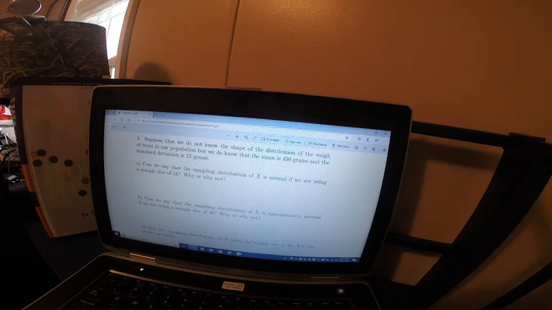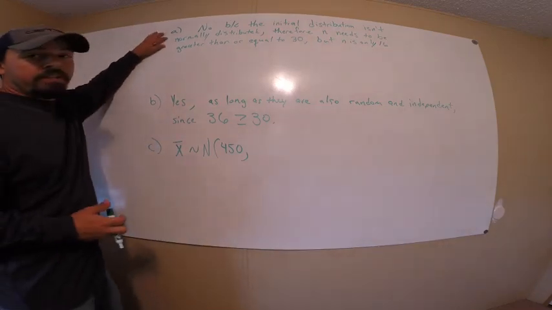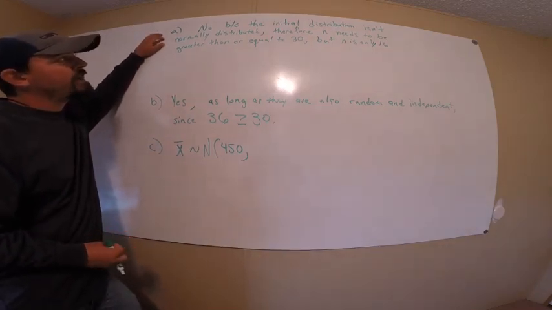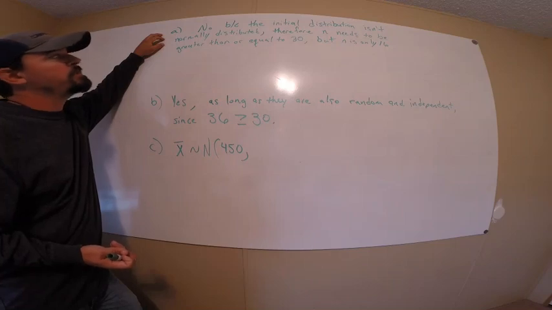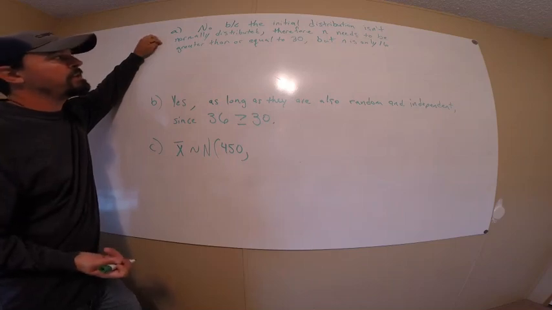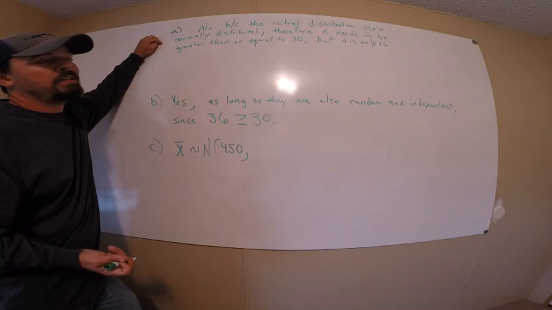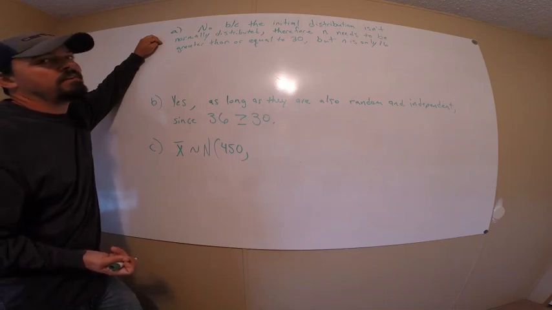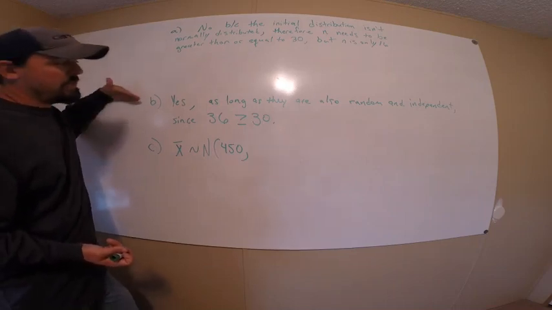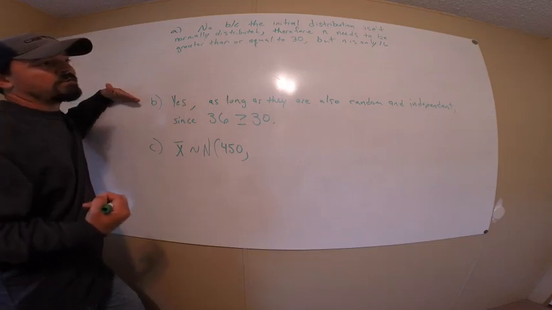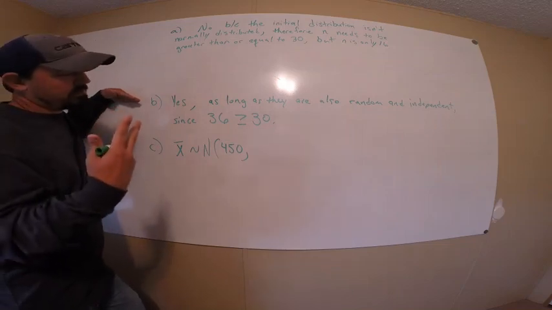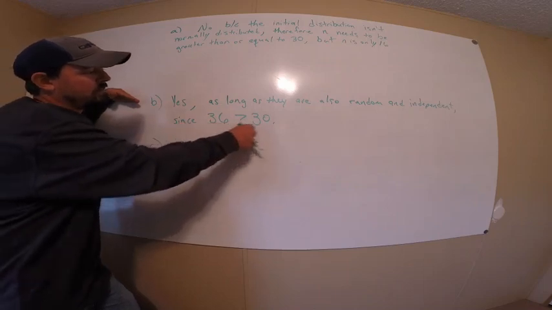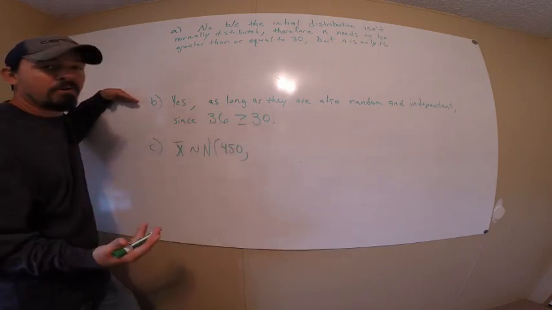C says give the sampling distribution of X bar when the sample size is 36. Use proper notation. Let's go on and put all A, B, and C up on the board so you can see it written down. Alright, putting it down in words on the board for you. Part A, no, because the initial distribution isn't normally distributed. Therefore, n needs to be greater than or equal to 30, but n is only 16, which is obviously not greater than or equal to 30. B, yes, as long as they are also random and independent, those are the two other statements they have to hold. Since 36 is greater than or equal to 30, it's all going to hold.